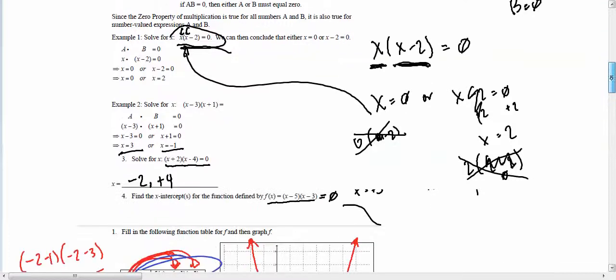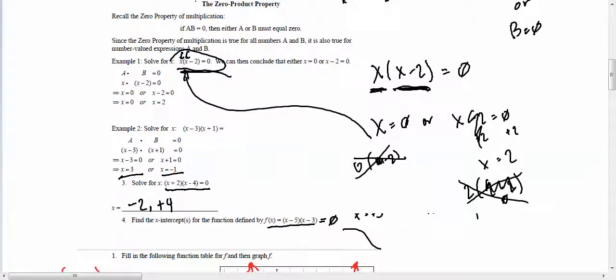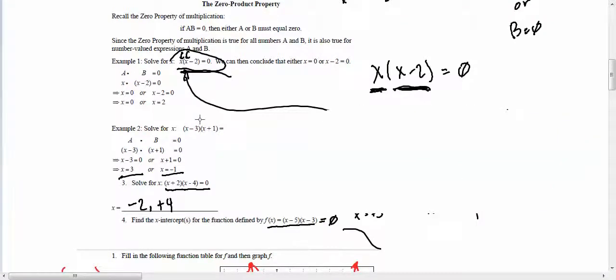Let's try a few more. You guys are like, wow, this is kind of easy. Actually, it's not bad. All right. Okay. Let's try this one.